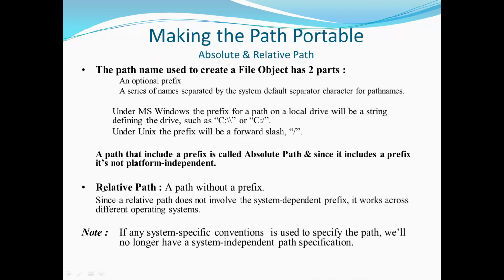Okay, now relative path. Relative path will always start from its current location where you have saved your file, so you can make this path portable. So relative path is a path without a prefix. Since a relative path doesn't involve the system's dependent prefix, it works across different operating systems. If any system specific convention is used to specify the path, we will no longer have a system independent path specification. Okay, so this thing we have already discussed.